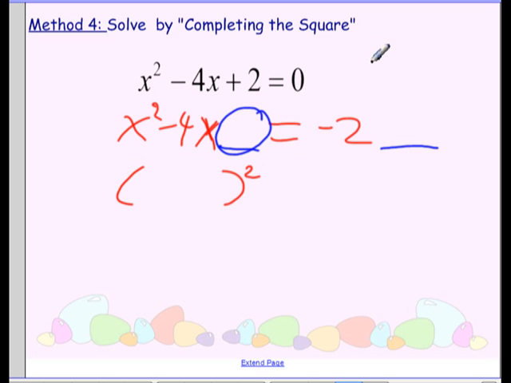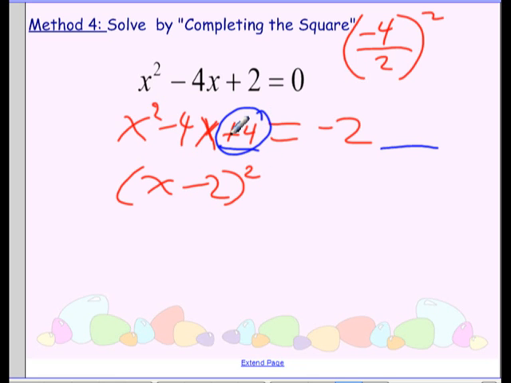And you may remember the little trick is it's just the b value, which in this case is negative 4, divided by 2, squared. If you take that b value divided by 2 and square it and put that number here, in this case that's negative 2 squared, which is positive 4, and put that there. Now if you factor that left side of the equation, it factors to x minus 2 times x minus 2, or x minus 2 squared. We just completed the square, hence the name.